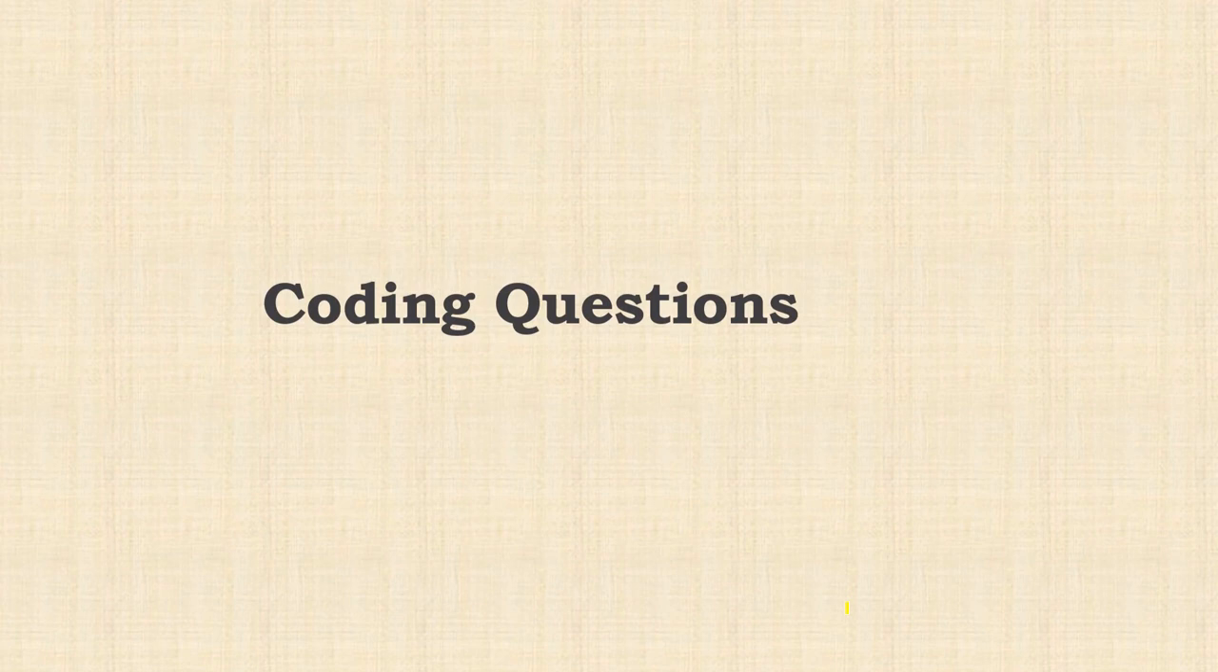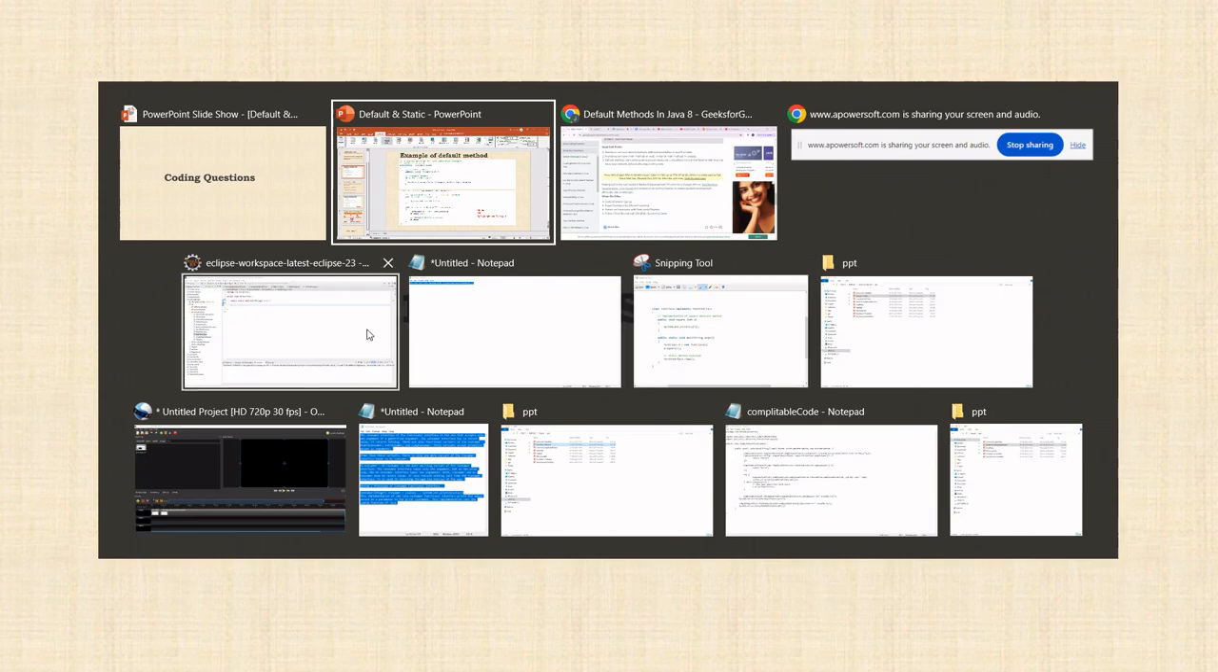So we are going to see it coding-wise: how you can create a default method, how you can create a static method, and whether you can do it with a lambda expression. And we are going to see a couple of questions. So let's get started quickly.